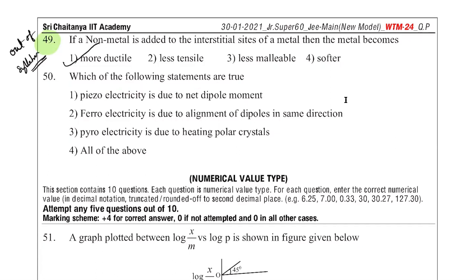See the 50th one here. Which of the following: piezoelectricity is due to the net dipole moment? Correct. Because on mechanical pressing, a charge is created on either side. Ferroelectricity is due to the alignment of dipoles in the same direction. That is also correct. Pyroelectricity is due to heating. That is also correct. So all of these are correct here.